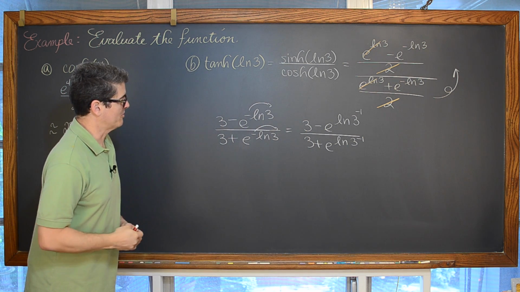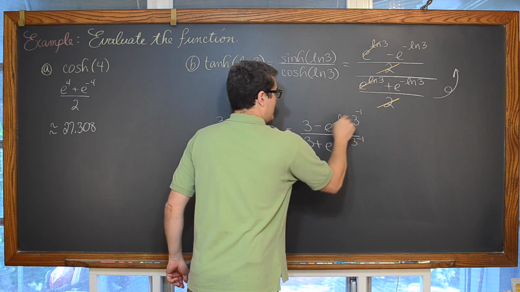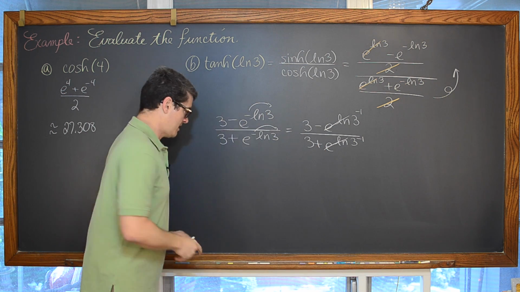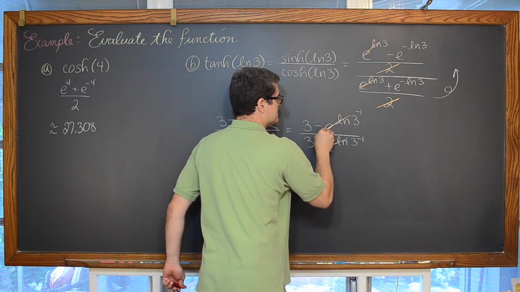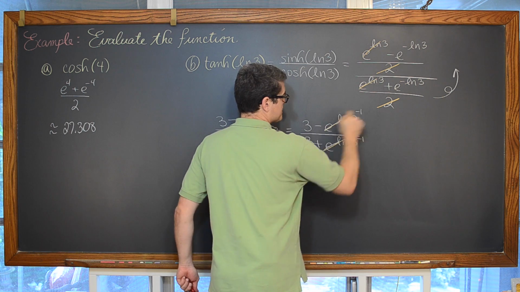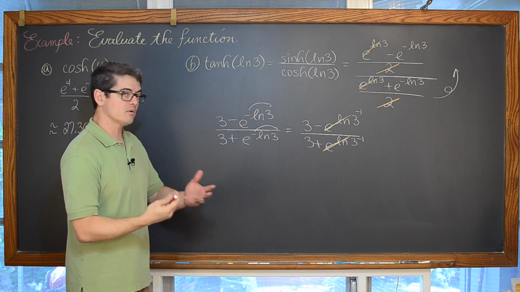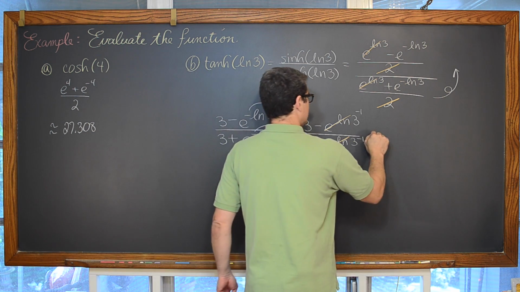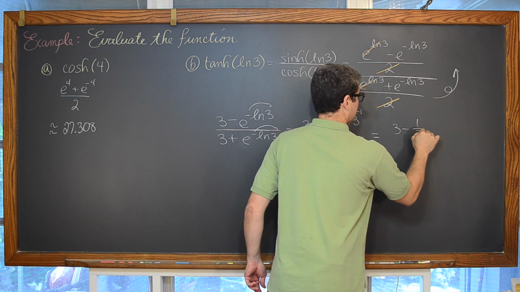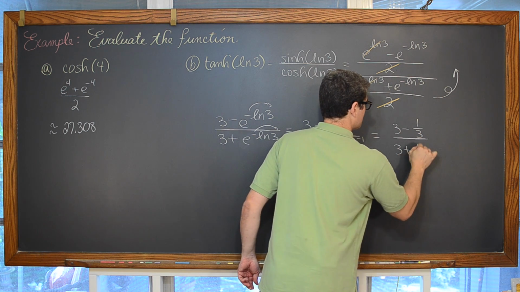Just kind of pause and make sure I don't make any mistakes here, of course. Now our inverse math operations are going to cancel out. I probably should keep my color codings the same. And we're also going to write that 3 to the negative 1 power as 1/3. And we get 3 minus 1/3 over 3 plus 1/3.